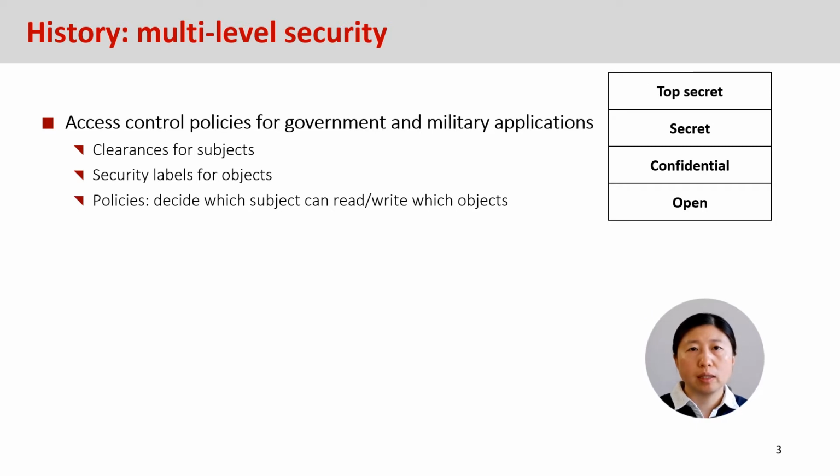On the right is an example set of clearances and also security labels. From bottom up, the label increases in secrecy level. One question is, what is a proper security model for the policies so that the system is secure?